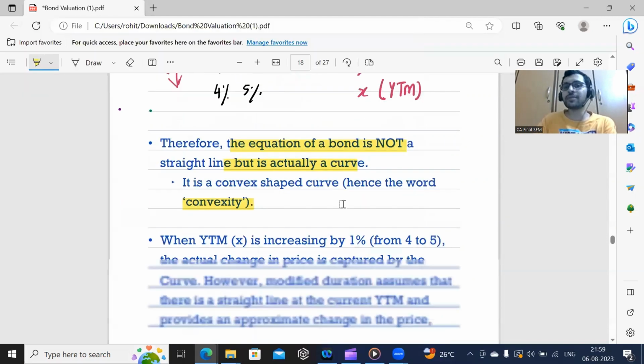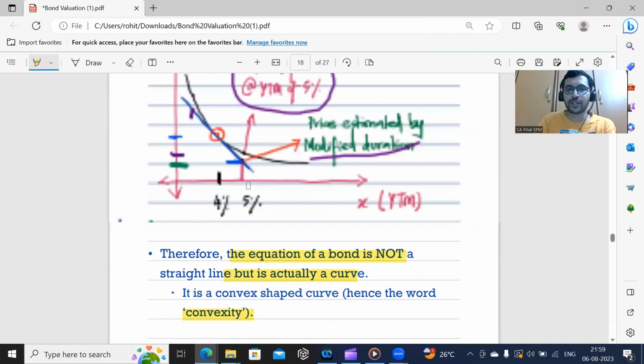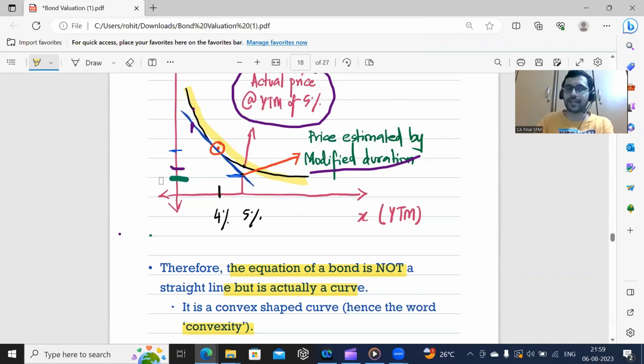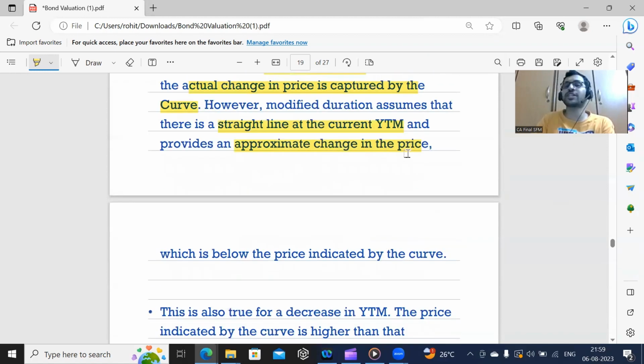When the YTM increases by 1% from 4 to 5, the actual change in price is captured by the curve. Modified duration assumes a straight line at the current YTM, which is tangent to the curve, and that only provides an approximate change in the price. Modified duration provides the green line as the change in price, whereas the actual change in price is the violet line. This approximate change in price calculated by modified duration is below the price indicated by the curve.